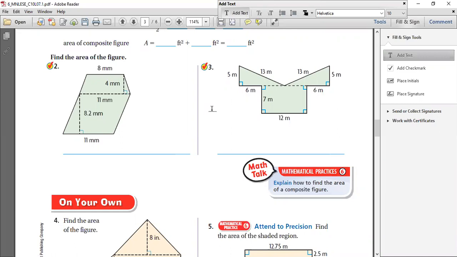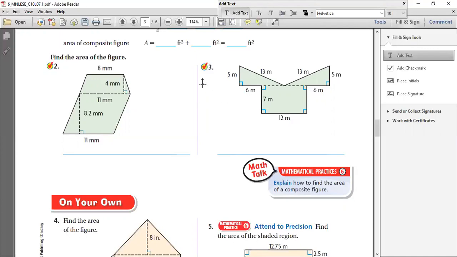But before I do question number 3, I want you to look at how this figure is made up. As soon as you see the figure, you can see that it is a rectangle and then 2 triangles, right? When you have a rectangle and 2 triangles, of course, you'll find the area of each of them and then add them all. But this picture is quite a tricky one. Why am I saying it's tricky? See here, the length of the rectangle is 12 and the width is 7.